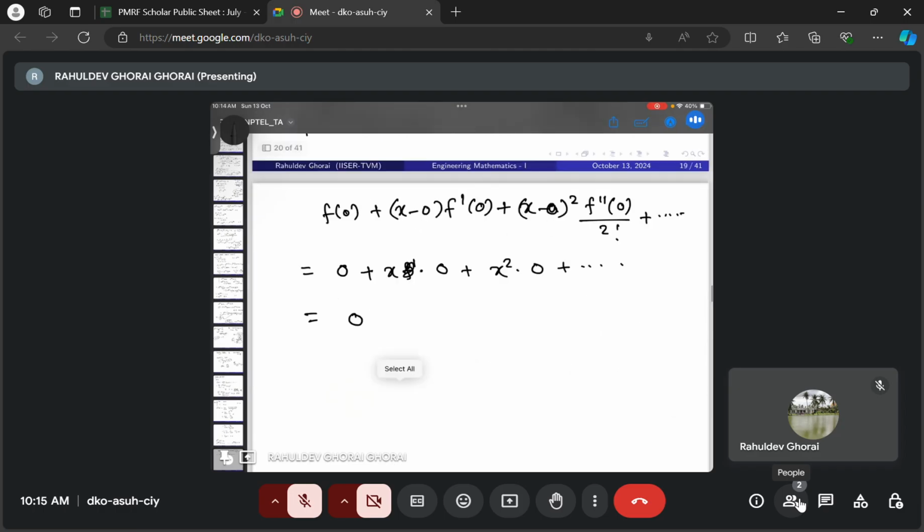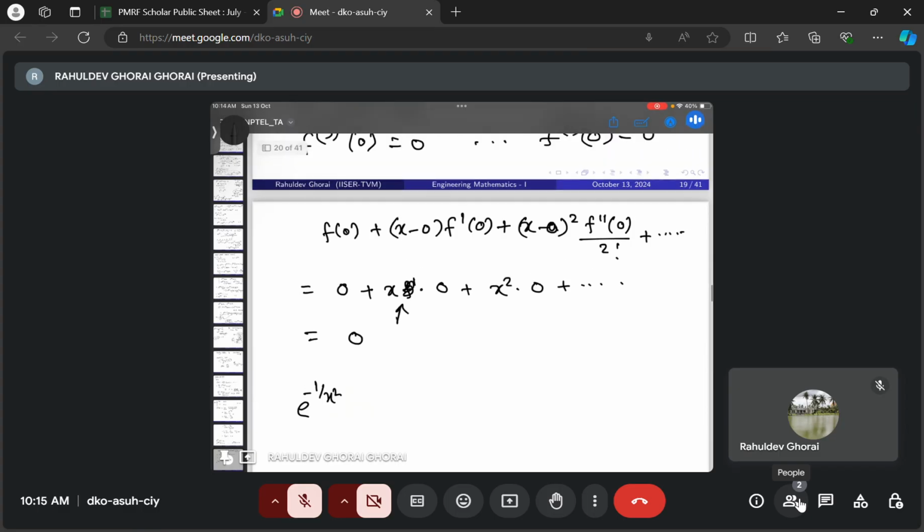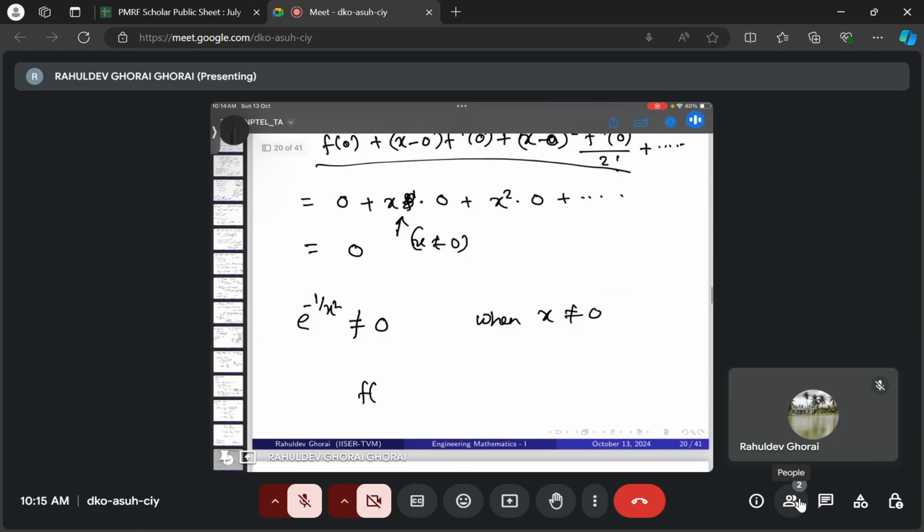The Taylor series expansion about 0 is 0, but your function is e to the power minus 1 over x square when x is not equal to 0. E to the power minus 1 over x square cannot be 0 when x is not equal to 0. So in this case you cannot write f of x equal to its Taylor series expansion.